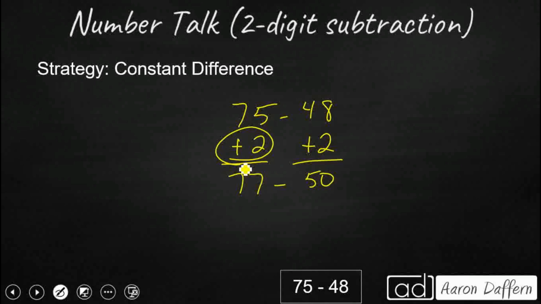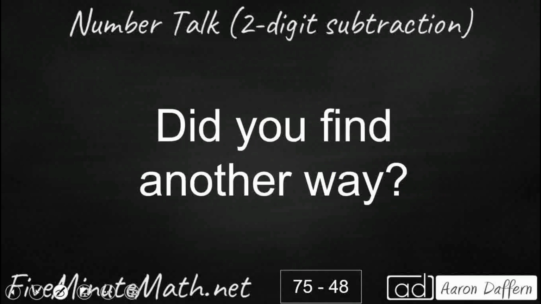Now this is a balanced expression because I added 2 to both terms, the minuend and the subtrahend, which means 77 minus 50 is the same difference as 75 minus 48. But look how much easier that is. 77 minus 50. That makes 27, and that's really easy to do. So those are all the different ways I can think of to take away 48 from 75 in my head.